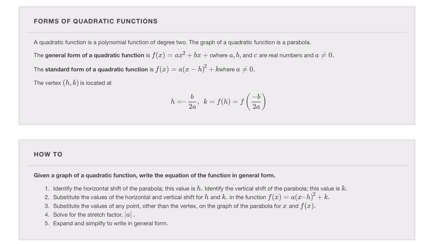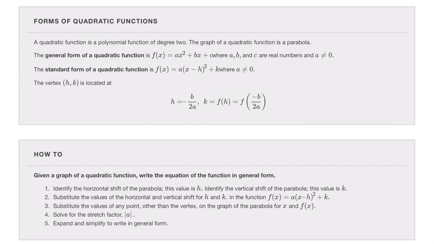All right, so we have these different forms of a quadratic. A quadratic function is a polynomial function of degree 2. The graph of a quadratic is a parabola. The general form of a quadratic takes on the form f of x equals ax squared plus bx plus c, where a, b, and c are real numbers and a is not equal to 0. The standard form of a quadratic is f of x equals a times (x minus h) squared plus k, where a is not equal to 0. The vertex (h, k) is located at negative b over 2a. So h is negative b over 2a, and k is f of h, or f of negative b over 2a. When we have our quadratic in standard form, it identifies the vertex, the (h, k).